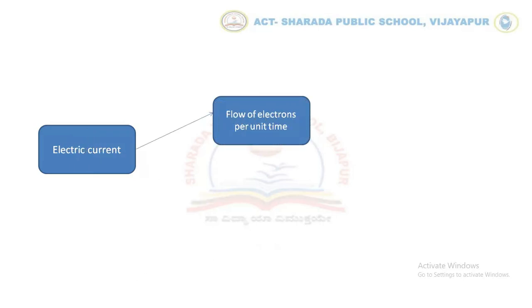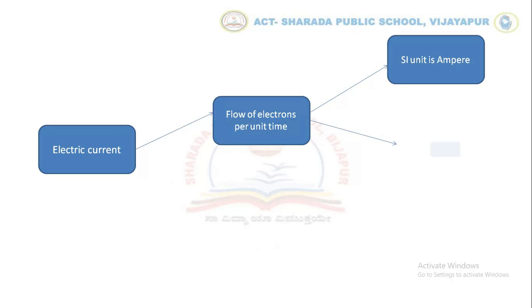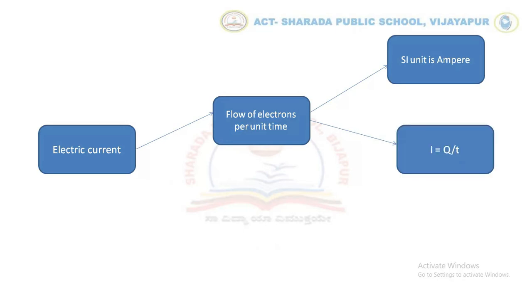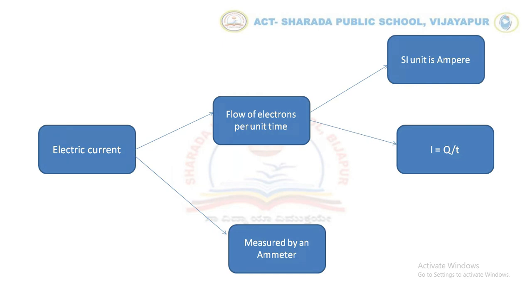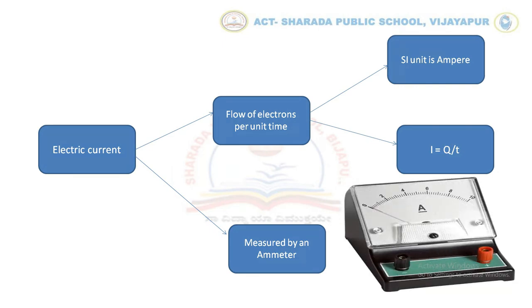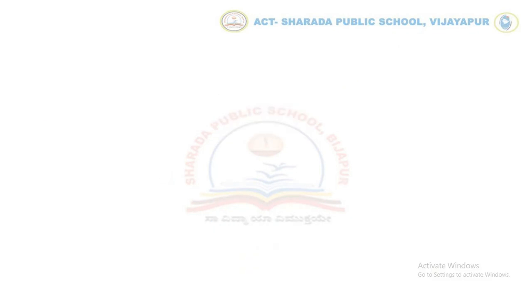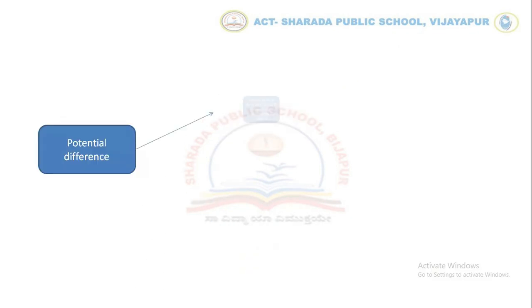It is a flow of electrons per unit time. SI unit is ampere. Mathematical expression I is equals to Q by T, where Q is a charge and T is a time. It is measured by an instrument called an ammeter, and it is always connected in series combination to measure an electric current.